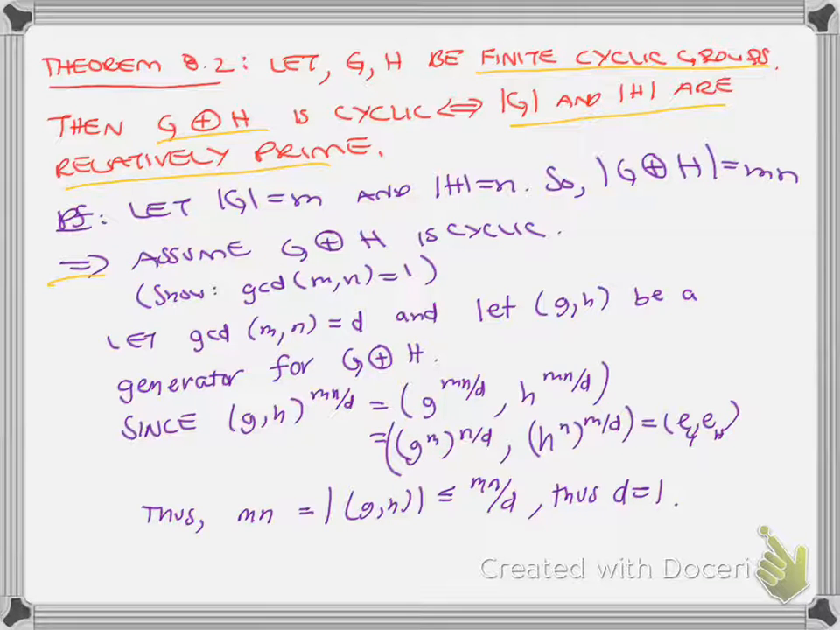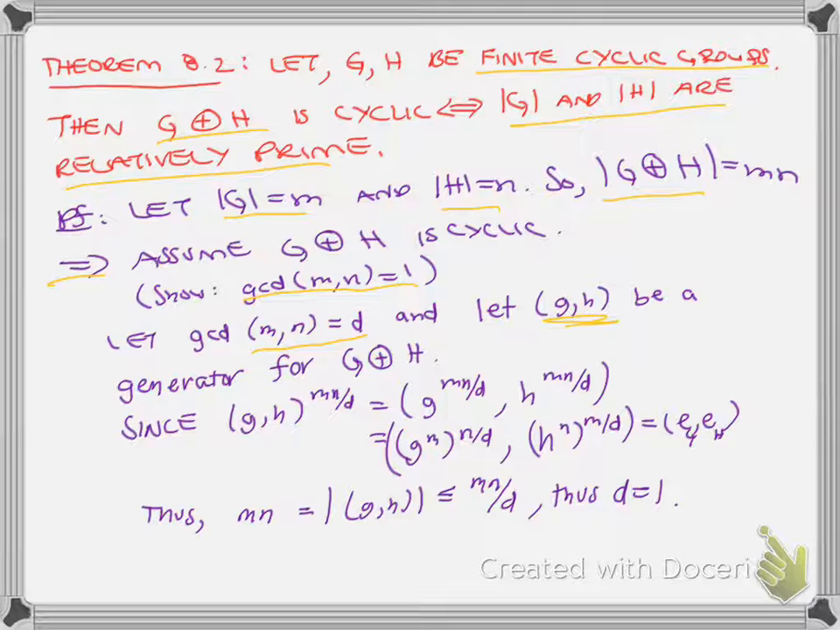So let's assume that since we're given the fact that G and H are finite cyclic groups, let the order of G be M and the order of H be N. Okay, so the order of G cross H is M times N, right? That's just from definition. Assume G cross H is cyclic. Okay, so we're assuming it's cyclic. And we have to show that the GCD of M and N equals 1. Okay, so let the GCD of M and N equal D, some divisor, right? And let the ordered pair (g, h) be a generator for G cross H because we know that it's cyclic.